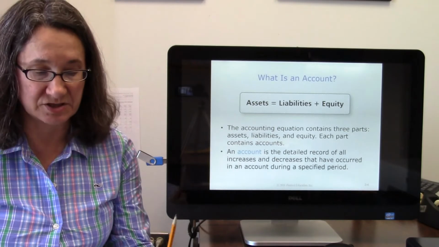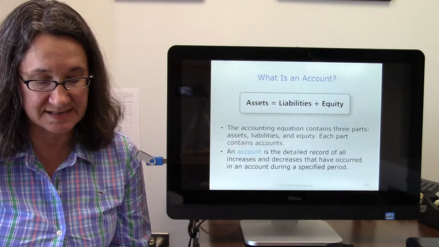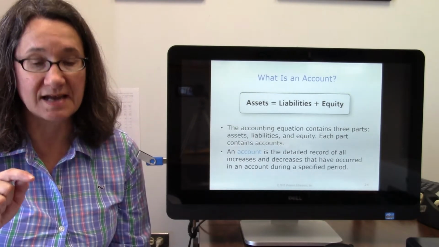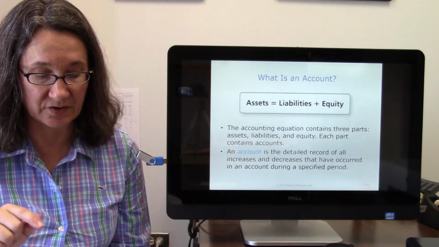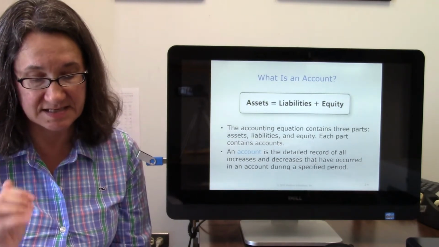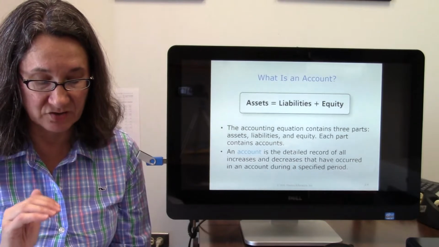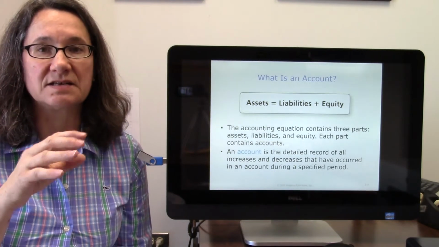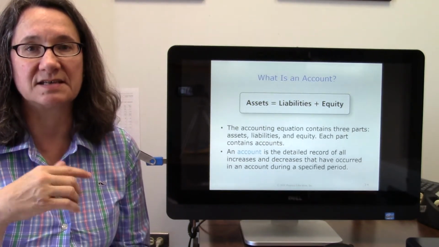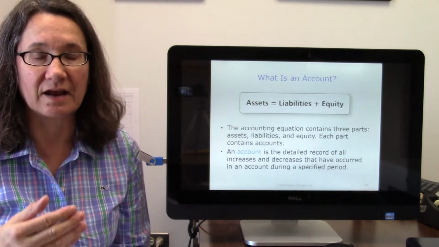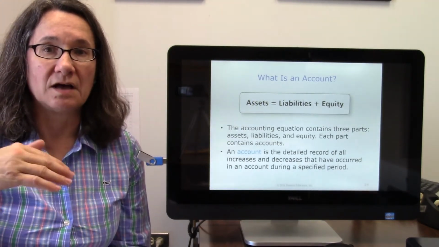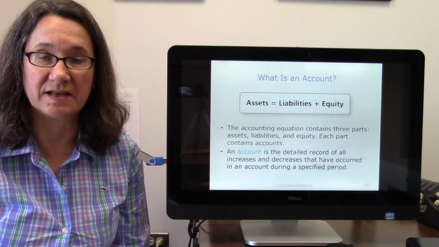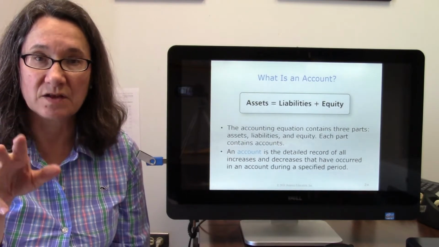The accounting equation is made up of three categories: assets, liabilities, and equity. Each category contains accounts, which is a detailed record of all increases and decreases that have occurred in an individual account during a specific period. So we're not just going to talk about assets, we're going to start talking about specific assets like cash, like land. So if you think to Monopoly, the chart of accounts tells you the assets, the liabilities, and the equity accounts. So all those listings, those are the accounts.